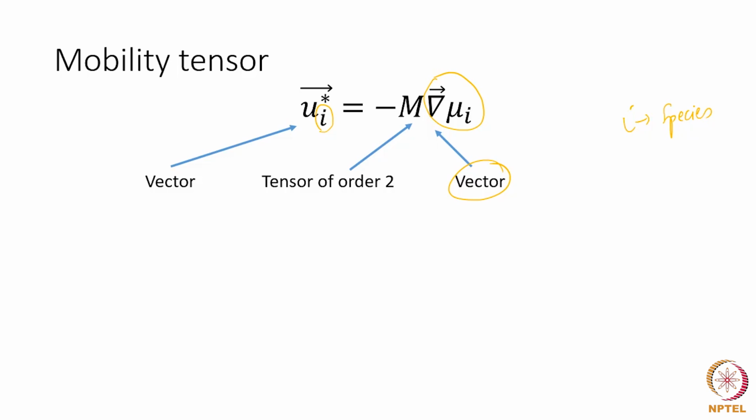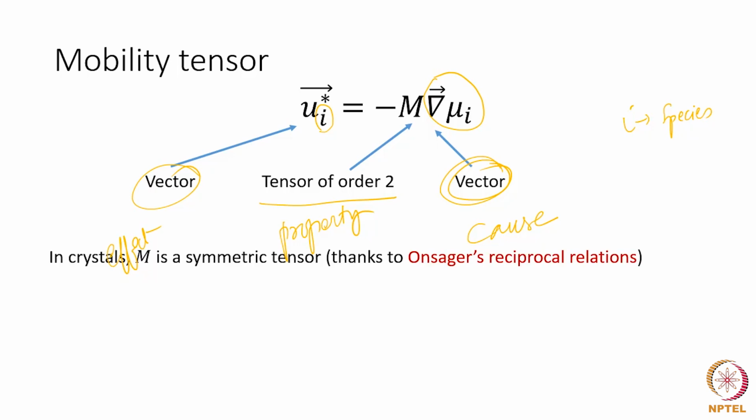So we just drop it, and we understand that if you have a vector and another vector, cause and effect, so you can say the cause is the gradient in the chemical potential and the effect is the diffusional velocity of species I, then they are related by a property which is basically a tensor of order 2. So mobility is therefore a property. Now what kind of components does mobility have, and what kind of a tensor is it? Just a moment, we have to quickly talk about that.